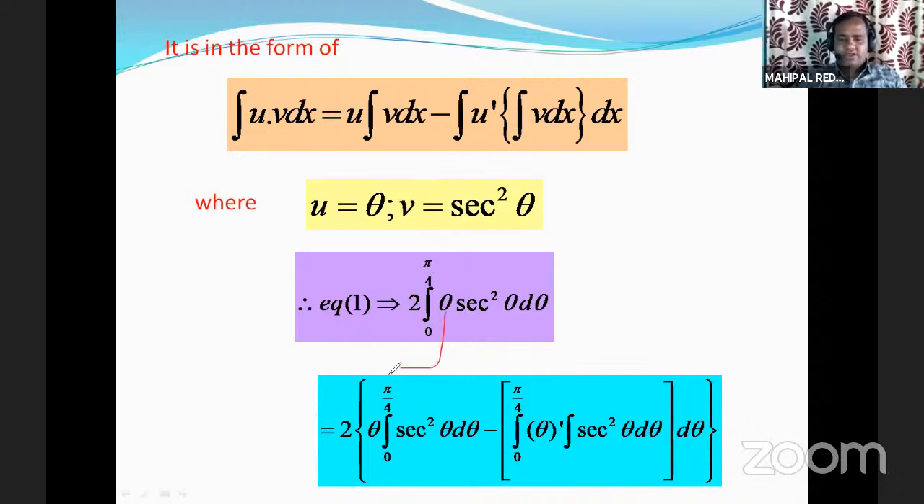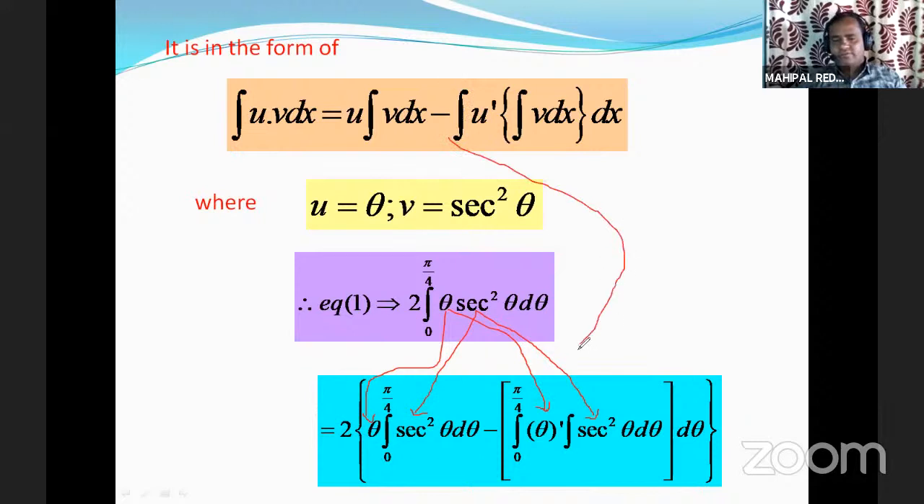U value is theta. I'm writing outside: integration of sec square theta, minus integration 0 to pi by 4 of u dash, that means theta derivative with respect to the same variable, into integration sec square theta d theta, and all d theta.